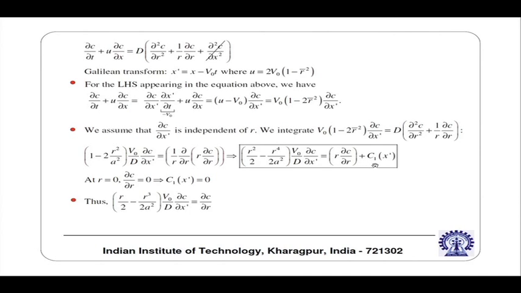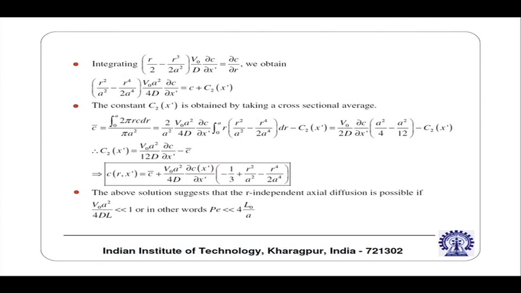Now we can apply the boundary condition that at the center line of the tube del C del R is equal to 0 because of symmetry. That will give you this constant of integration C1 equal to 0. So you will get this equation. Now we will integrate it once more with respect to R to get C as a function of R and X. So we integrate it with respect to R to get another constant of integration C2.